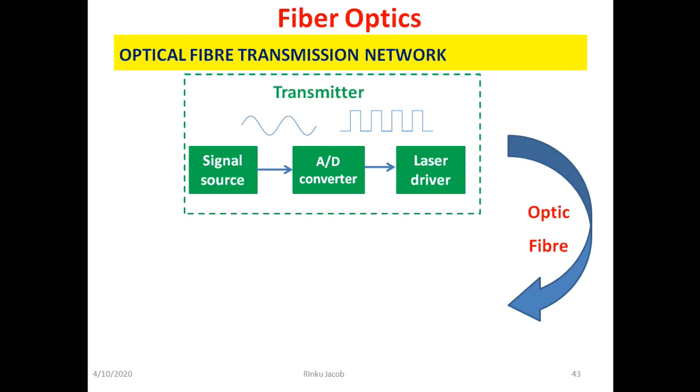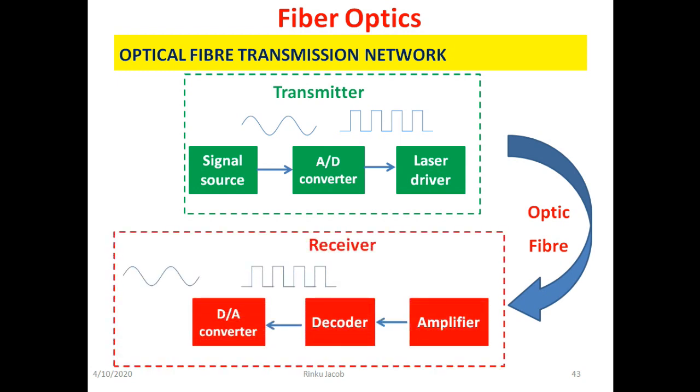Now we will see what is happening at the receiving end. This is the block diagram of the receiving end. At the receiver end, the light signals from the optic fiber is first passed through an amplifier to compensate for the loss of energy during the travel through the optic fiber channel.